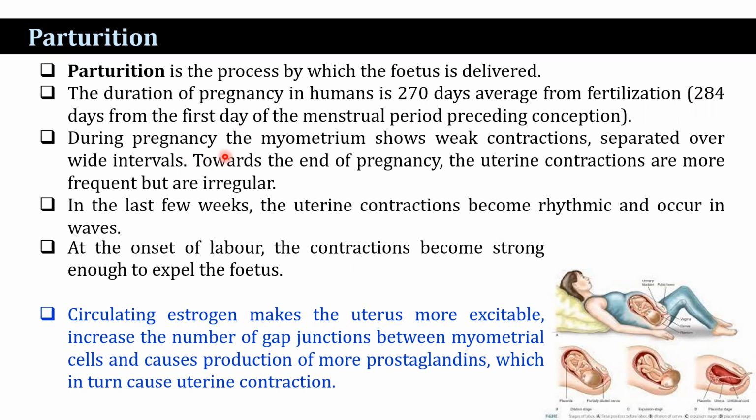During pregnancy, the myometrium shows weak contractions separated over wide intervals. Towards the end of pregnancy, the uterine contractions are more frequent but are irregular. In the last few weeks, the uterine contractions become rhythmic and occur in waves. At the onset of labor, the contractions become strong enough to expel the fetus, and circulating estrogen makes the uterus more excitable, increases the number of gap junctions between the myometrial cells, and causes production of more prostaglandins, which in turn cause uterine contraction. And what are the hormones affecting the parturition?